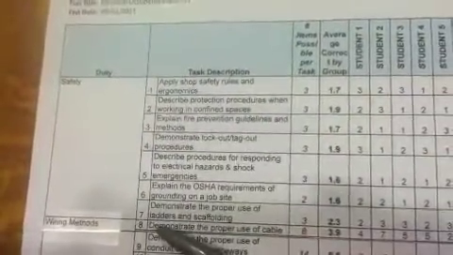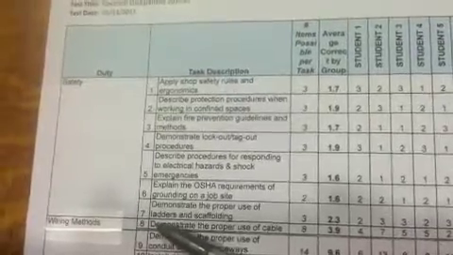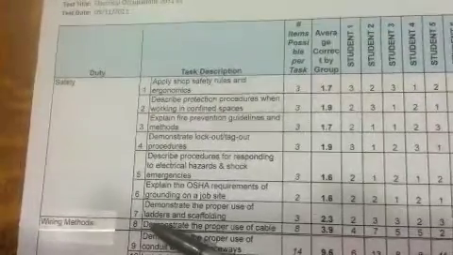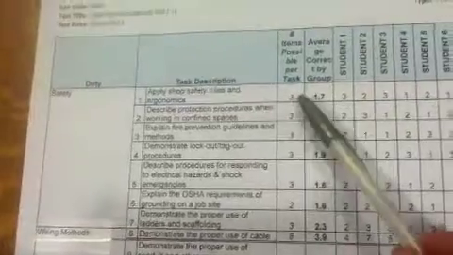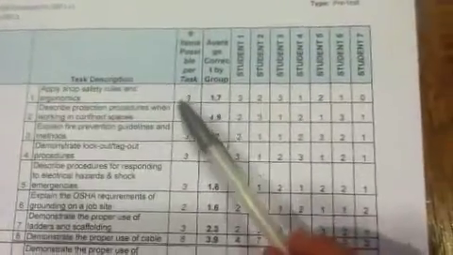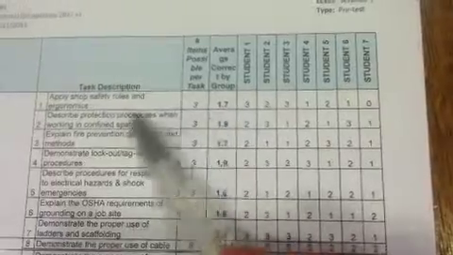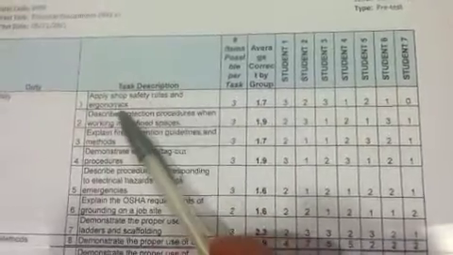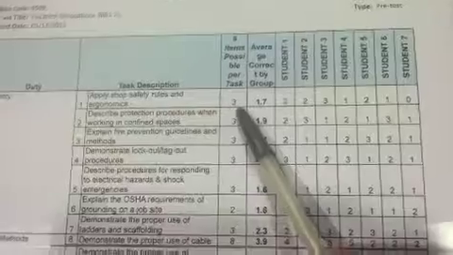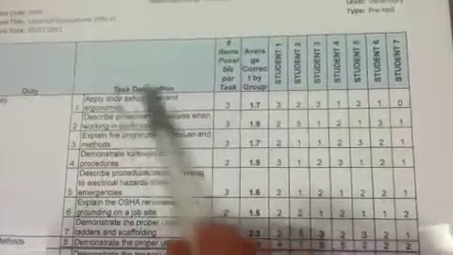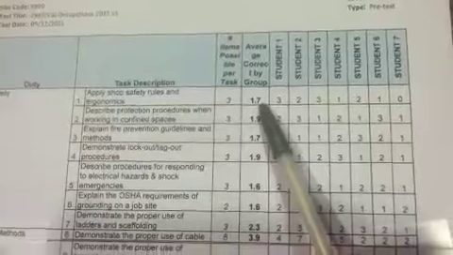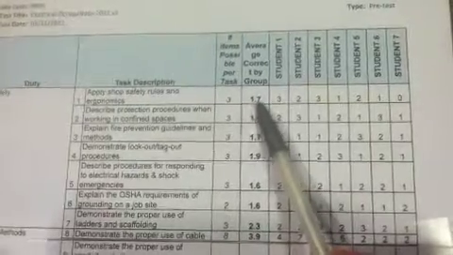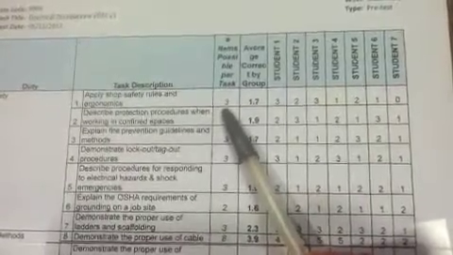You can also get this information from your NOCTI blueprint book as well, that's supplied by NOCTI for your site. The next column actually shows the number of items for each task description. In this case, for applying shop safety rules and ergonomics, there are 3 questions on the NOCTI test pertaining to that task description. The next column shows you the class average for the number that the students in the class got correct out of those 3.